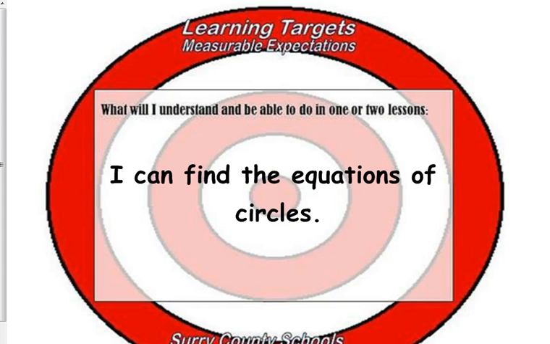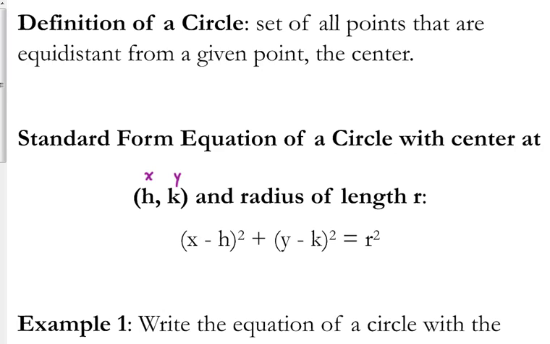So we're going to look at the equations of circles. First of all, just to make sure, here's the formal definition of a circle. I know that you know it as just a perfectly round shape, but the technical definition is that it is the set of all points that are equidistant from a given point, which we call the center. If you pick any point on the exterior of a circle, it is the exact same distance from the center of the circle. Whether it's the point up in the corner, or the point directly to the right, or the point directly at the bottom, they're all the same distance.